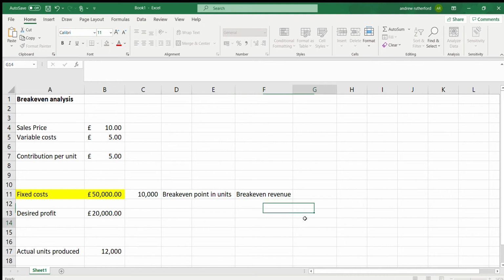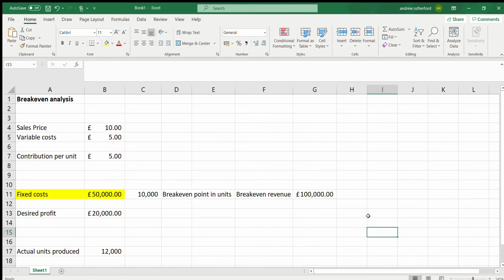It sounds more complicated, but it really isn't. It's just the break-even point, 10,000 units, times the selling price of £10. So our break-even revenue is £100,000. If we sold £100,000 worth of units, we would make no profit and no loss.